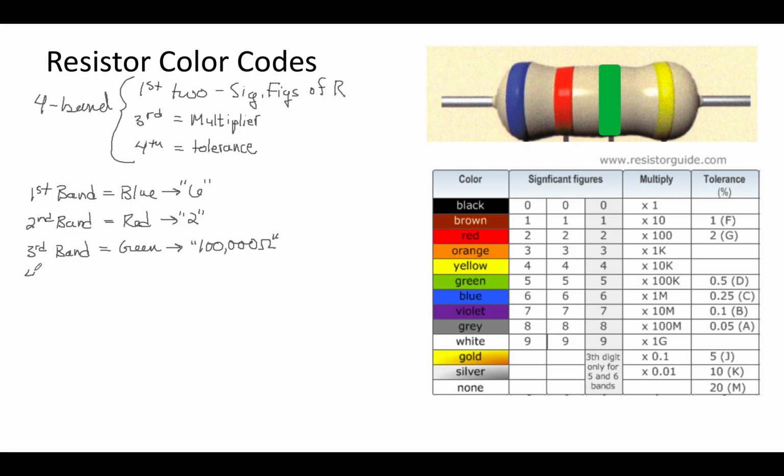And then the fourth, it might look yellow, but it's either gold or silver usually in terms of tolerance. Sorry, gold or silver. You can get some of these others, but those are very high specialty resistors. So the fourth band here is gold. And that's a tolerance of plus or minus 5%. So we would just call it 5%.